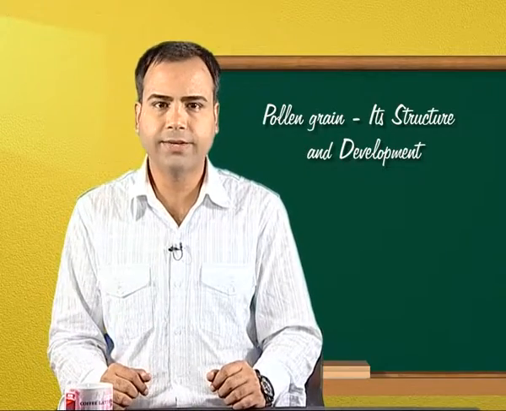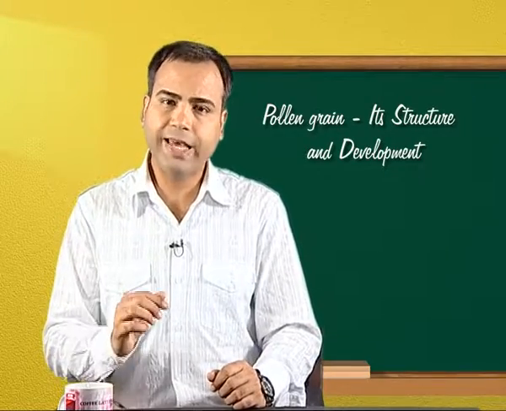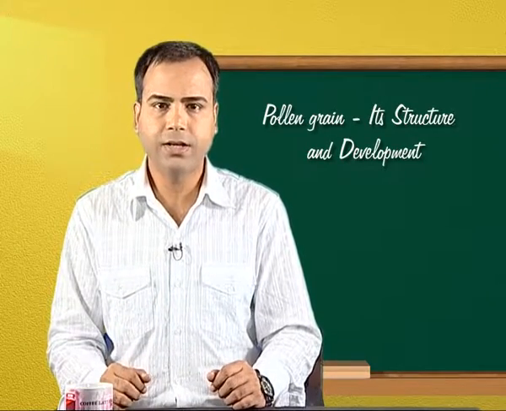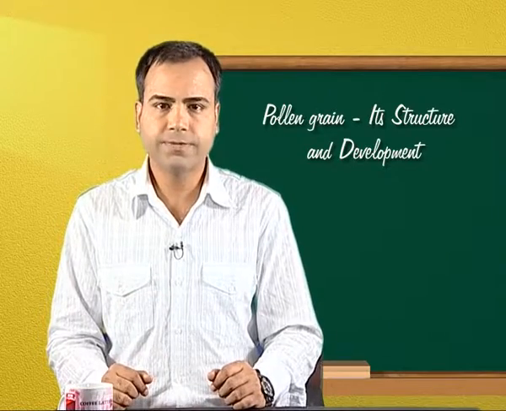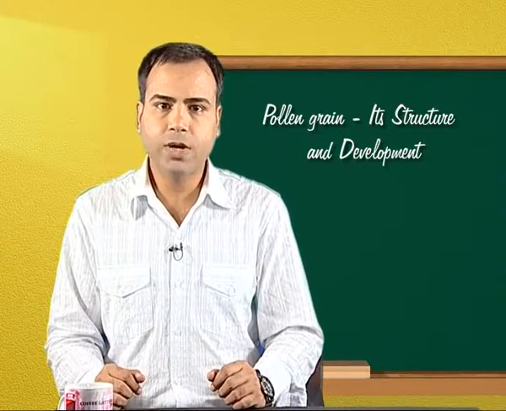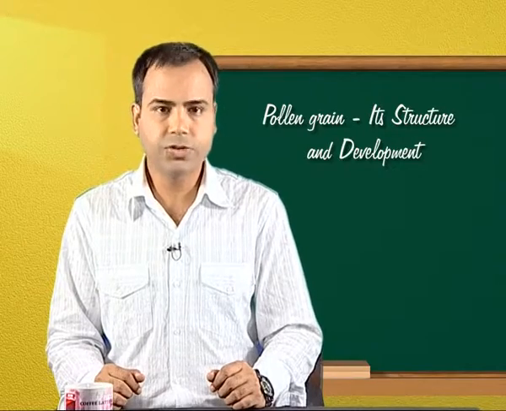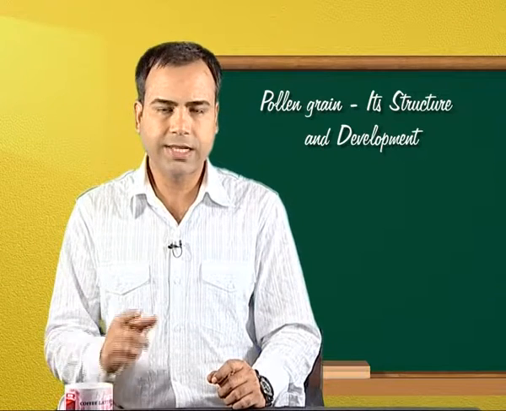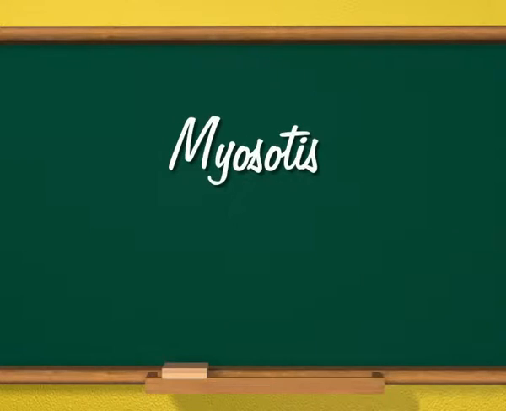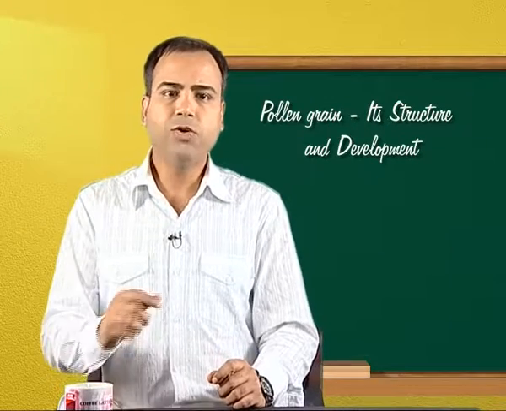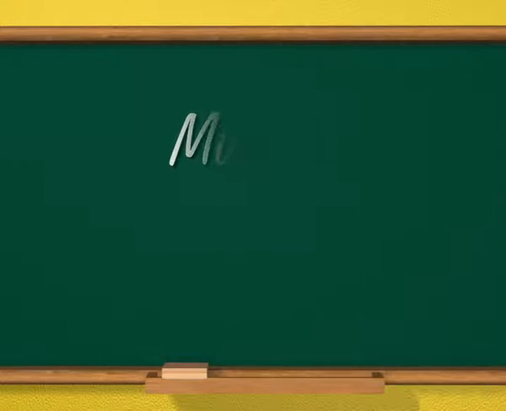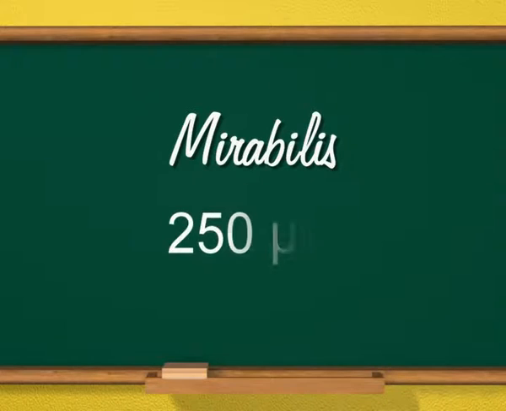I think now you have enough information on pollen grains and its change into male gametophyte. Now let me ask you some questions. I expect that you would be able to answer these questions. My first question is, name the plant producing smallest pollen grain. Its answer is Myosotis and its size is 2 micrometer. Next question, can you name the plant producing largest pollens? Answer is Mirabilis and its size goes up to 250 micrometer.